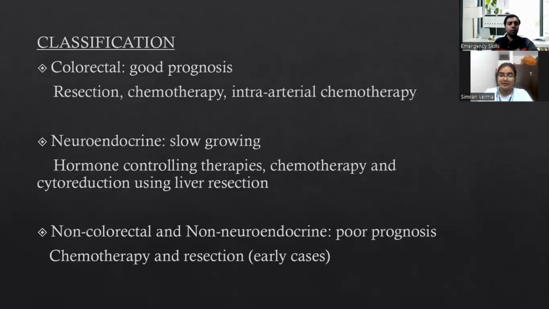Moving on, we have one more classification: colorectal, neuroendocrine, non-colorectal and non-neuroendocrine. It depends on the prognosis. If it is a colorectal metastasis, it is a very good prognosis. We can have resection, chemotherapy, or intra-arterial chemotherapy. In neuroendocrine, it is slow growing, and hormone controlling therapies, chemotherapy, and cytoreduction using liver resection can be done. Whereas non-colorectal and non-neuroendocrine is very poor. The patient won't survive much, but we can have chemotherapy and resection in early cases.